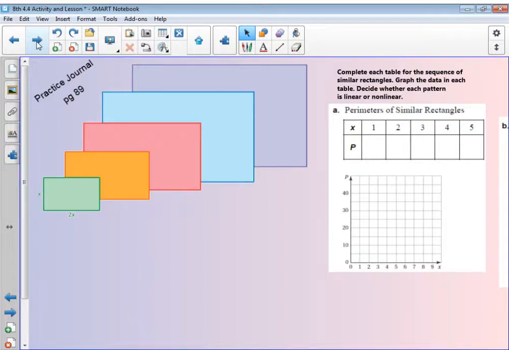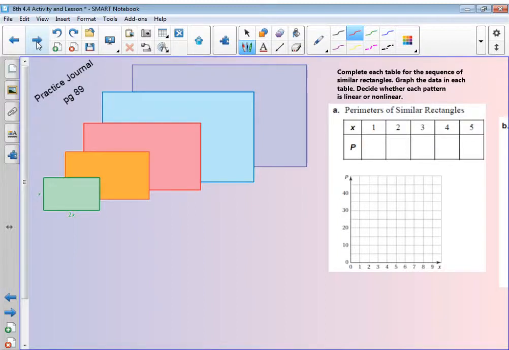similar rectangles. There are two things that we can solve when we work with rectangles. One of them, we can find the perimeter of the rectangle, and the other we could actually find the area of the rectangle. Those are the two things we're going to work with today, and we're going to graph those. First of all, our table is giving us numbers that they want us to use for x.